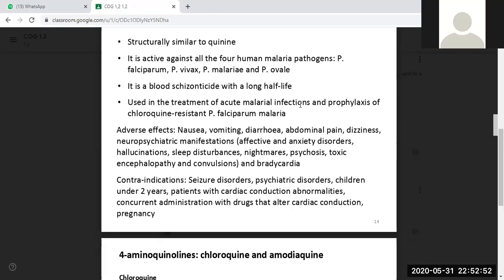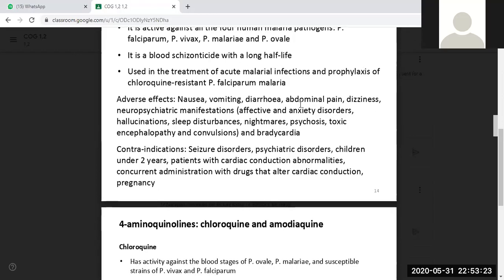Contraindications include seizure disorders, psychiatric disorders, and children under 2 years. Unlike quinine, where we can use it in infants and children, mefloquine cannot be used in children under the age of 2 years. It cannot be used in patients with cardiac conduction abnormalities. It cannot be used with concurrent administration of drugs that alter the cardiac conduction, and you cannot use mefloquine in pregnancy.